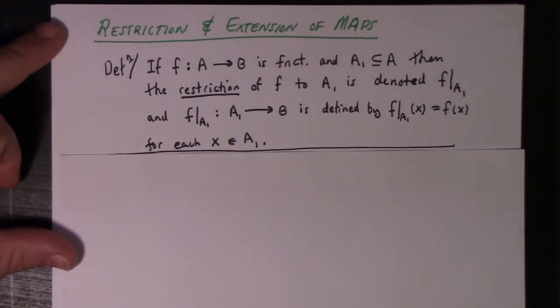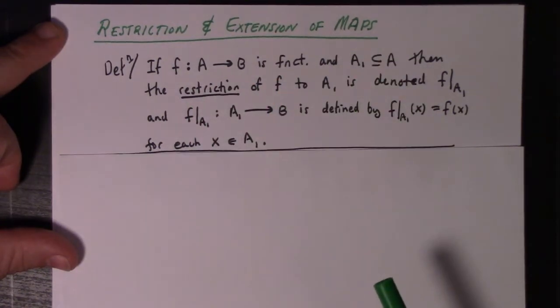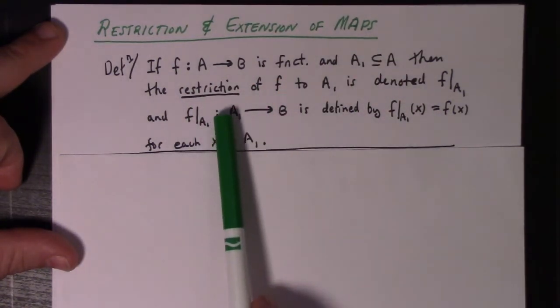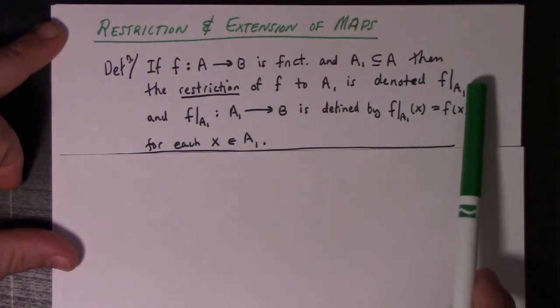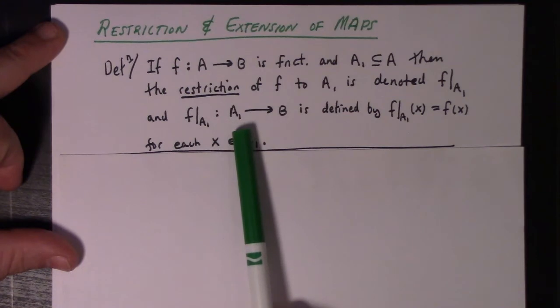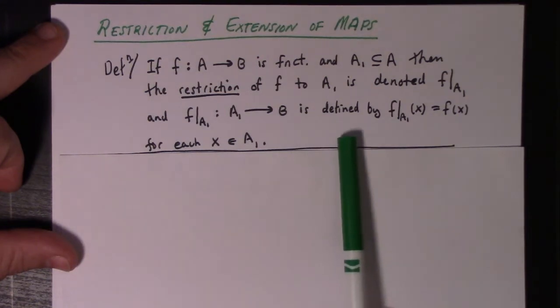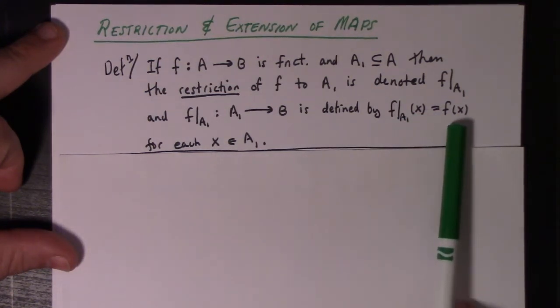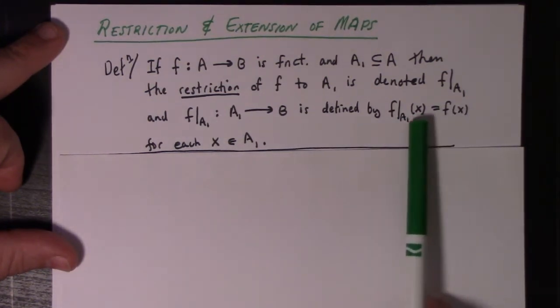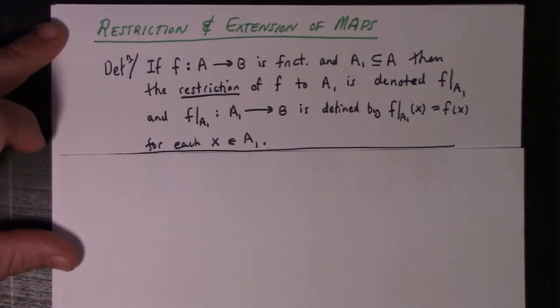So if f is a function from A to B, and you have some subset A1 of A, the domain, then you can talk about the restriction of f to A1. It's denoted f bar A1, and that's a new function with the domain scaled back to A1. The codomain stays the same, and it's simply defined by the value of the restriction being equal to the value of the function. It's just that the inputs are limited to the subset A1. So that's a restriction of f to A1.